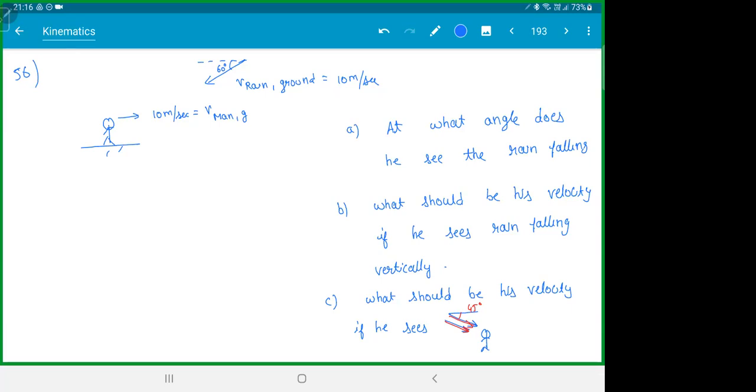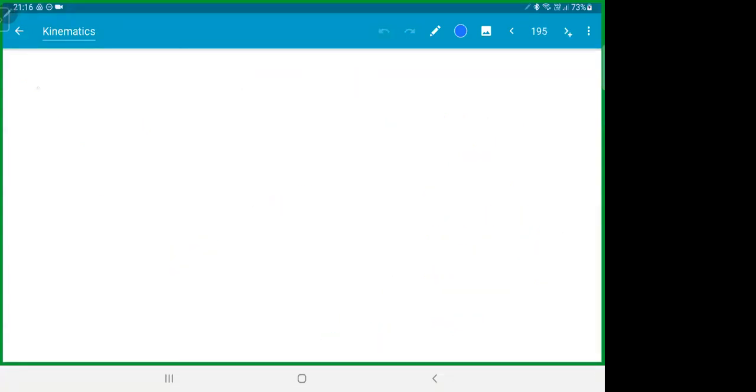Let's see. I'll show you the second and the third part. This was easy. This was the standard stuff. Let's see the second part. Now, I don't know how he is going, okay? Doesn't matter. Assume any direction. Let the man go with V horizontally. The rain is falling with 10 meter per second at an angle of 60 degrees. The idea is the same. Stop the man. So let this be V backward and V backward. So the man will come to rest.